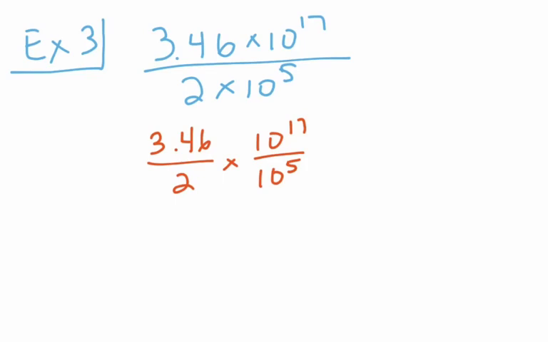Now I'm going to do my division. First I take 3.46 and divide it by 2. And I get 1.73.